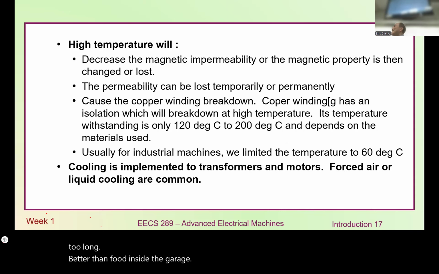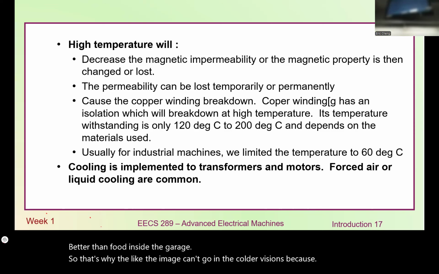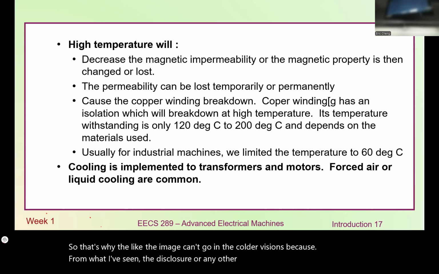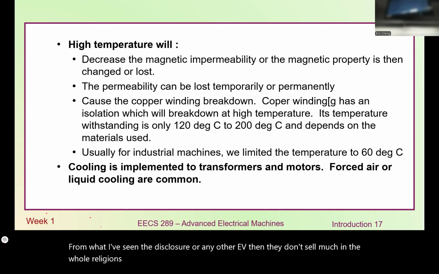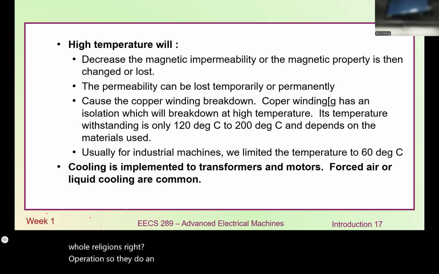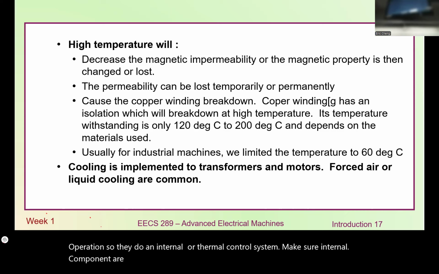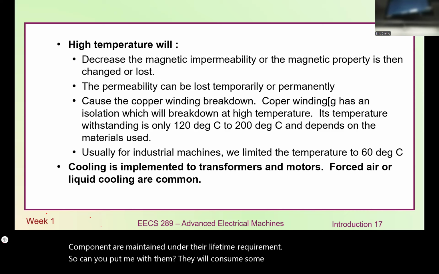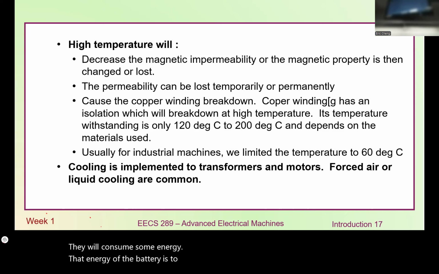That's why EVs can't go in the colder regions, because from what I've seen, Teslas or any other EVs don't sell much in the cold regions, right? That's right. They have a temperature range of operation. So they have an internal heating or thermal control system to make sure internal components are maintained within their lifetime requirements. So if you put an EV there, it will consume some energy. That energy from the battery is to maintain the basic nighttime operation.